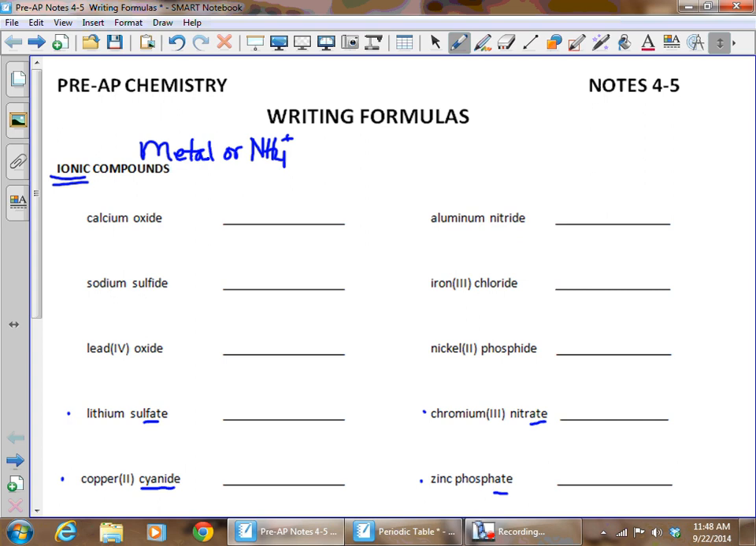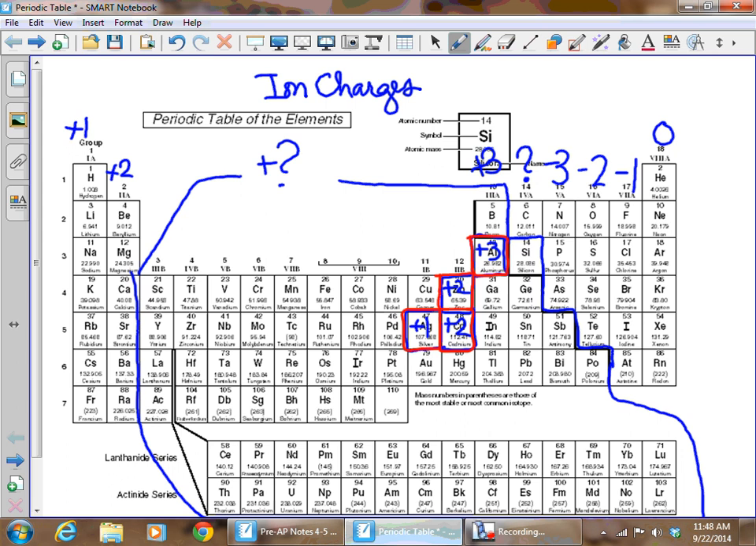Remember, you have a chart, and I'm not going to keep referring back to this chart. I'm just going to tell you that I'm getting the charges from the chart. Remember, we have this chart that has our common charges for the different groups. We have plus ones here in group 1. We have plus 2s in group 2, plus 3s in group 3. We have a big question mark on group 4, negative 3 for group 5A, negative 2 for 6A, negative 1 for 7A, and of course, we're not going to get compounds formed from the noble gases. Maybe you'll see one from xenon or radon once in a while.